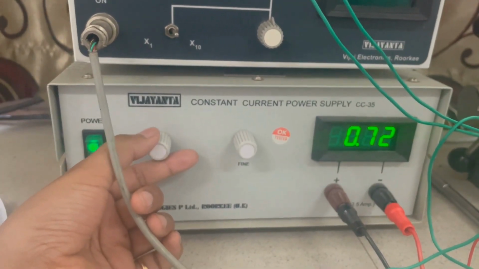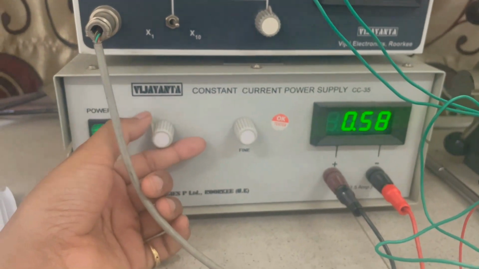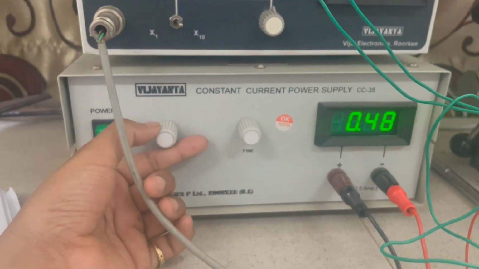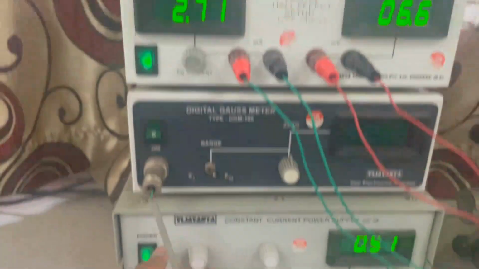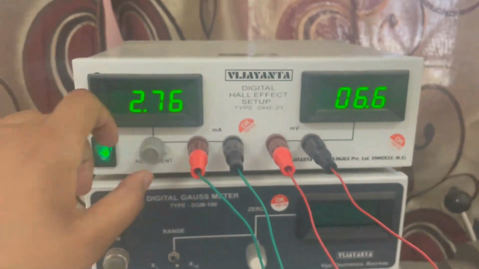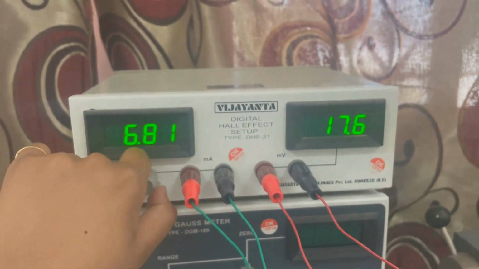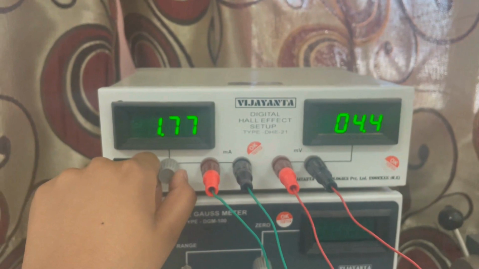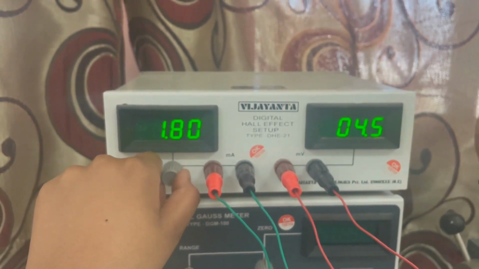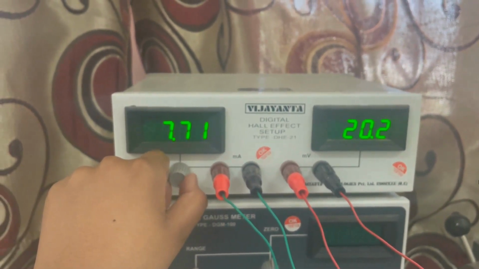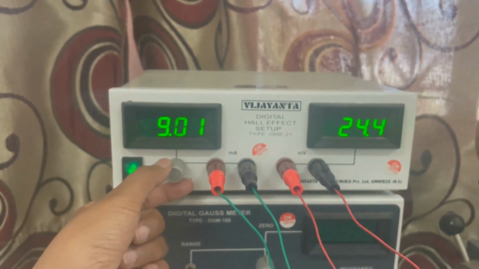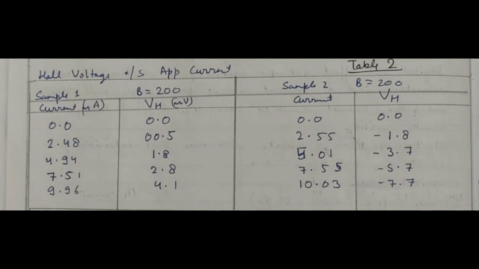Next, we'll fix the constant power supply at 0.5 amperes, which corresponds to 200 gauss, and then we'll vary the current flowing through the sample and measure the Hall voltage. The current to the sample and the voltage output have a linear relation, so as we increase the current, the voltage also increases. And this is the sample data table that was generated.